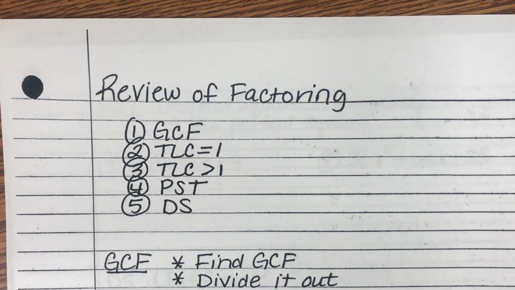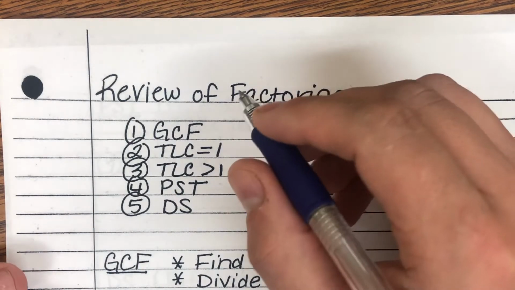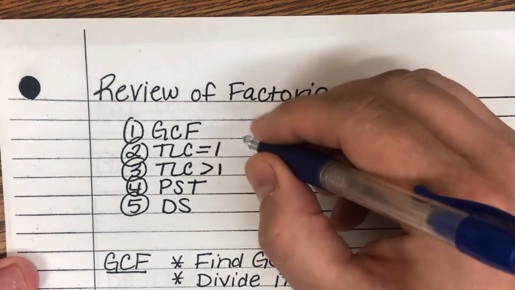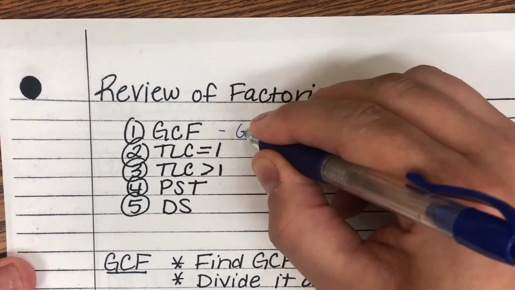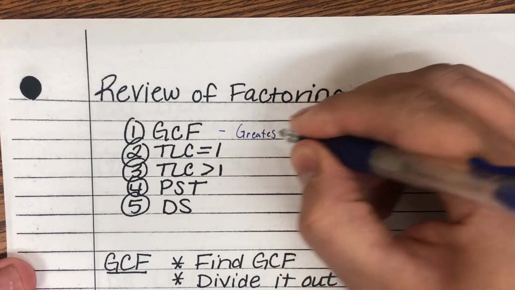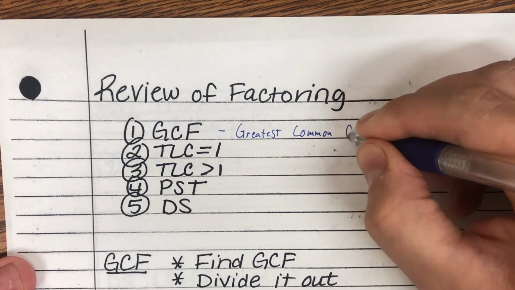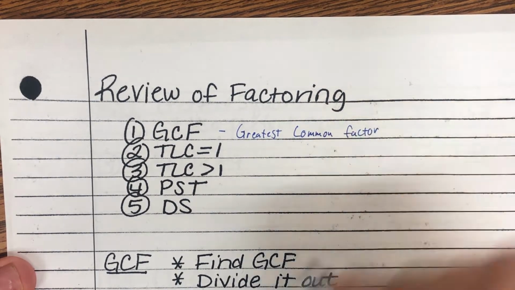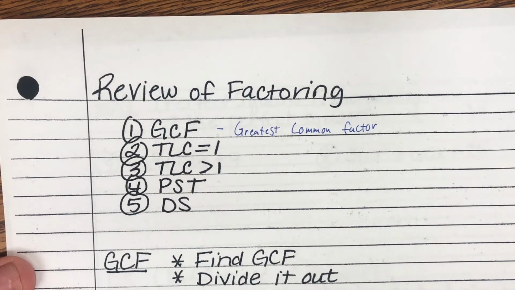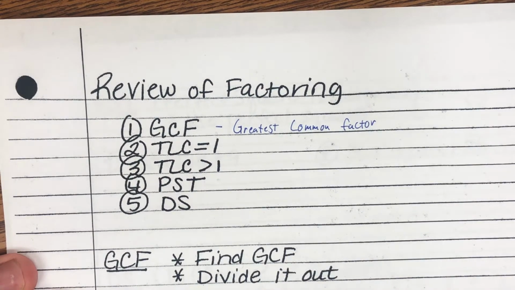So when we factor, the first thing that we always want to do is look for a GCF. If there's a greatest common factor, we want to pull it out. So GCF stands for greatest common factor. After that, if there's no GCF to pull out, we're going to look at the quadratic and see if the TLC, the leading coefficient, is equal to 1.